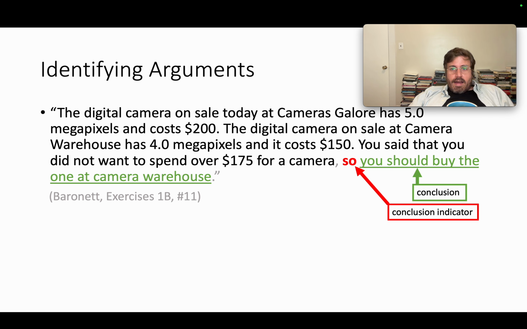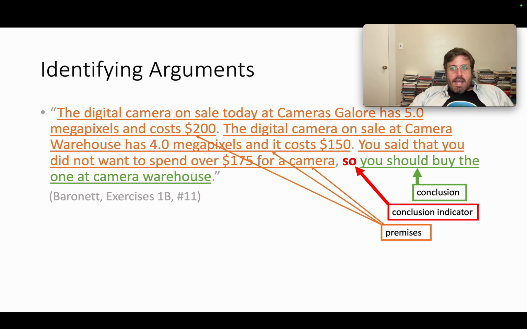The conclusion I have highlighted here in green. You should buy the one at Camera Warehouse. All right, so we have our indicator and we have our conclusion. Now let's look at the premises. The premises are kind of jammed together, so it's a good idea to try to isolate them into discrete parts.